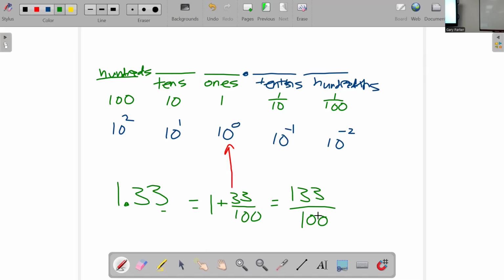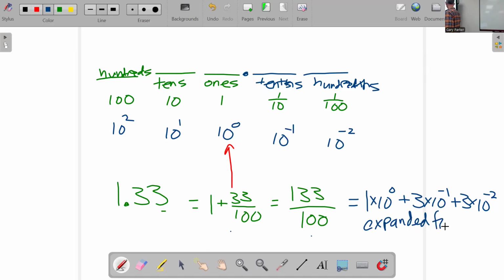Do you remember expanded form from last term, where we identified each place and what power of 10 it was? So I could also do the same thing here. I like these 2 versions of the number as an alternative, but I could also say this is 1 times 10 to the 0, and 3 times 10 to the negative 1, and 3 times 10 to the negative 2. And this last version is what we call expanded form of a number.